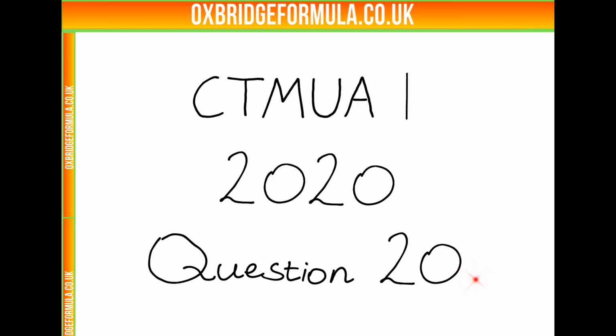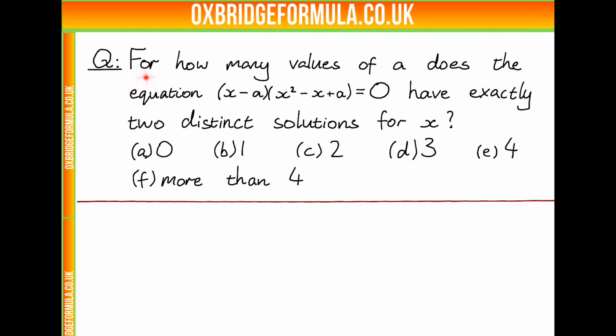Welcome to question 20 from the 2020 TMUA, paper 1. The question asks us, for how many values of a does the equation (x minus a) times (x squared minus x plus a) equals 0 have exactly two distinct solutions for x? And our options are 0 values, 1 value, 2 values, 3 values, 4 values, or more than 4 values.